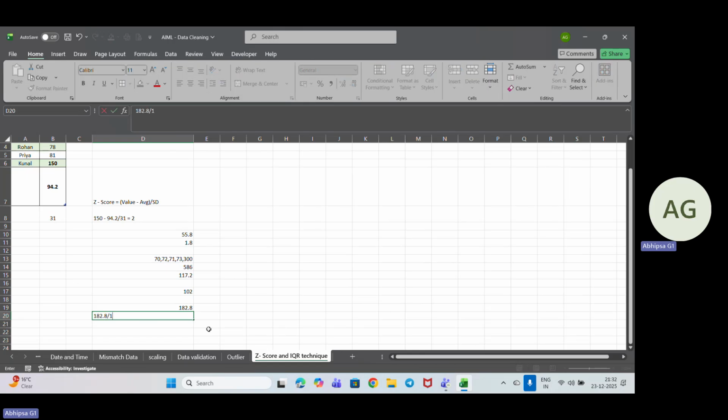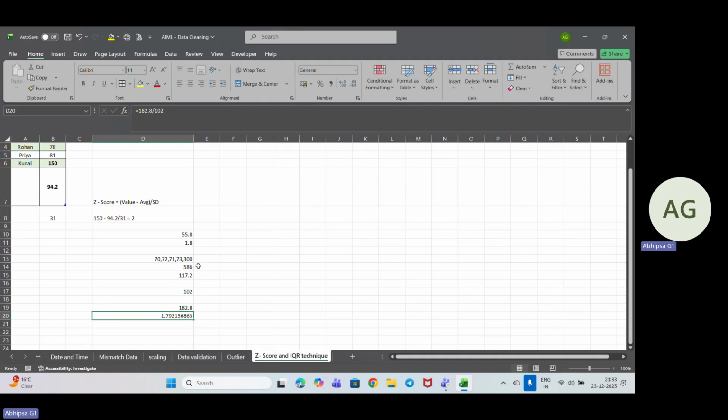182.8 divided by 102. So we will be getting the value 1.79, right? So 1.792 is what we are getting up here. So that is also coming in the range, right? So that is easier. But in the case of a Z score of 300, if the values are coming out like this, it is okay. It is also considered near to the outliers.